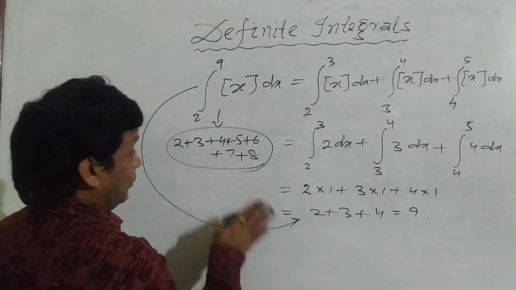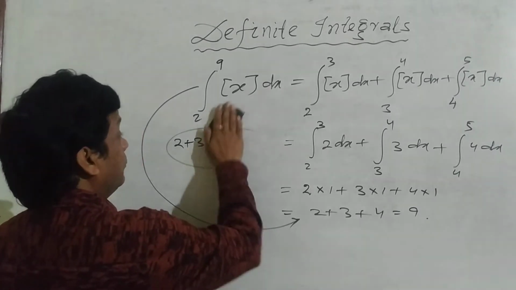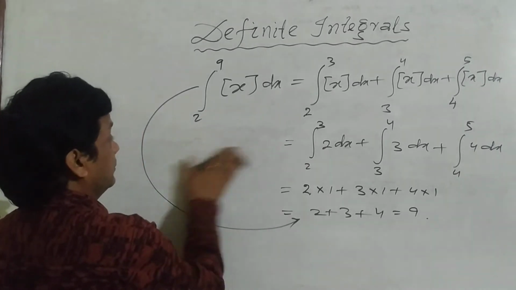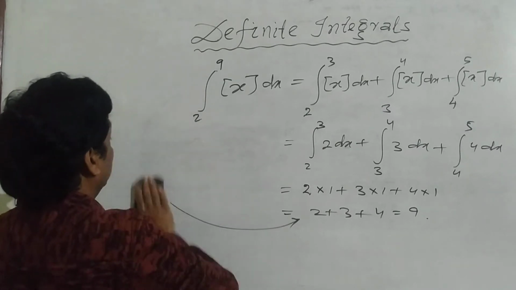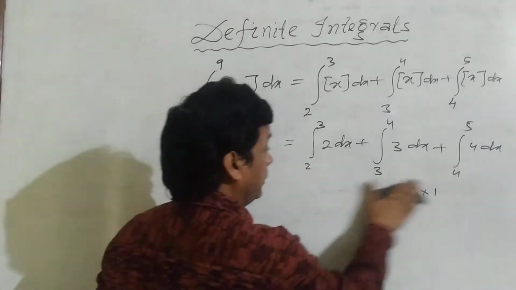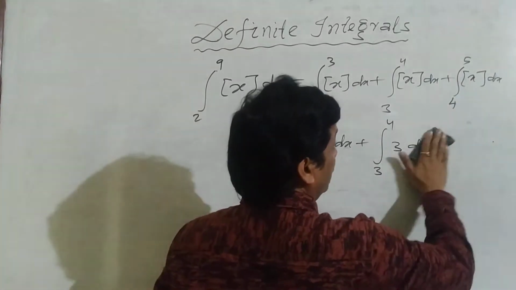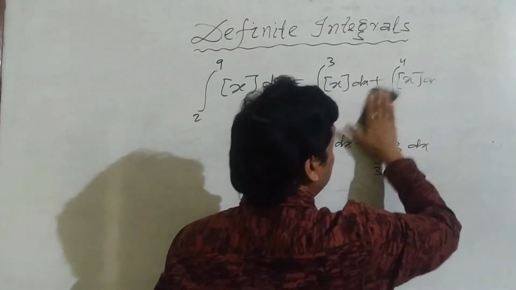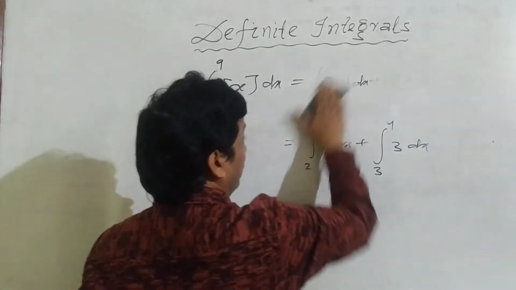Okay, and now the question is very interesting. I am again telling you, if both limits are integers, then start from the lower limit and proceed, and take this sum up to the integer just below the upper limit.